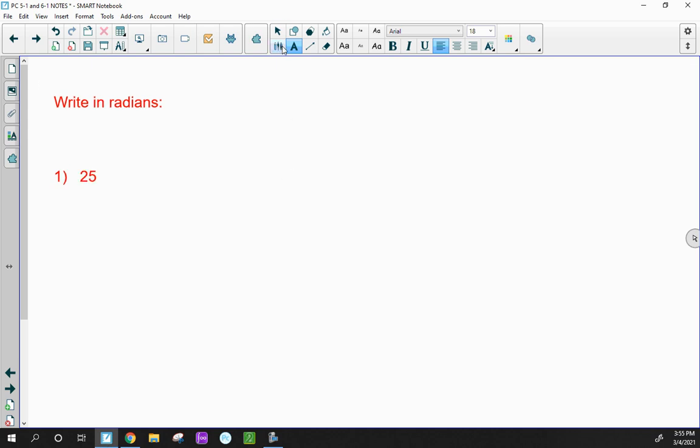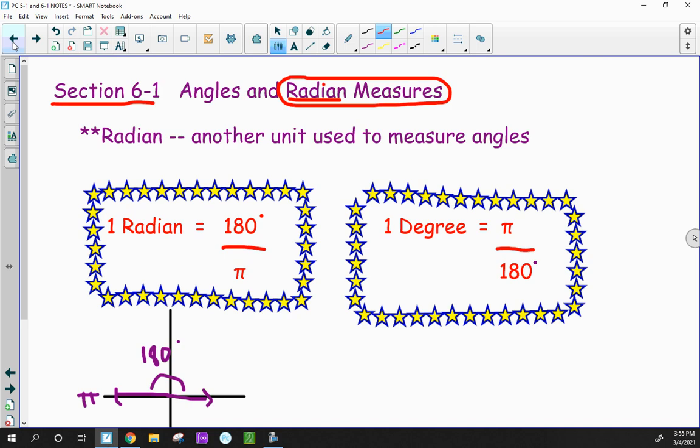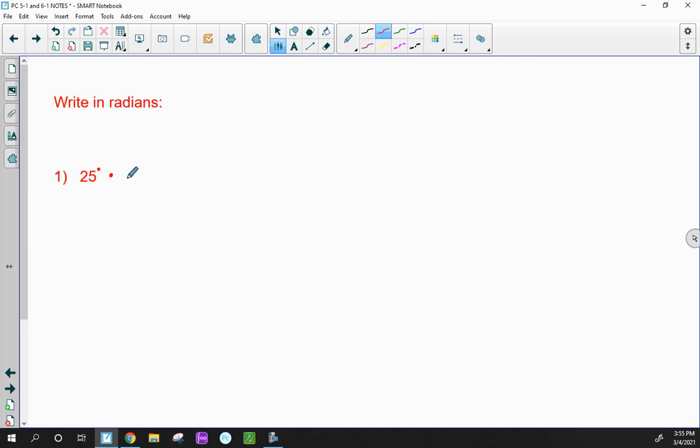Okay, so let's start with 25 degrees. If I want to write it in radian mode, then I have to use my notes. I have to go back. 1 radian is 180 over pi. 1 degree is pi over 180. I have a degree right now, so what I need to do is multiply by pi over 180. So anytime I'm trying to change from degree mode to radian mode, this fraction is what you'll multiply by every single time.